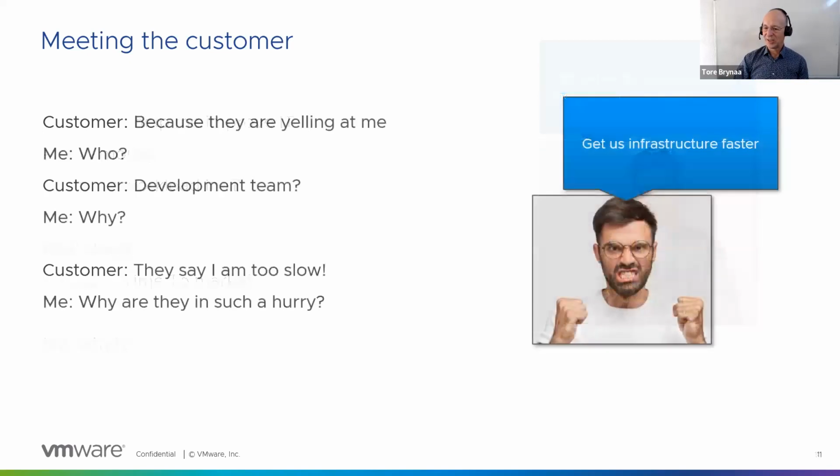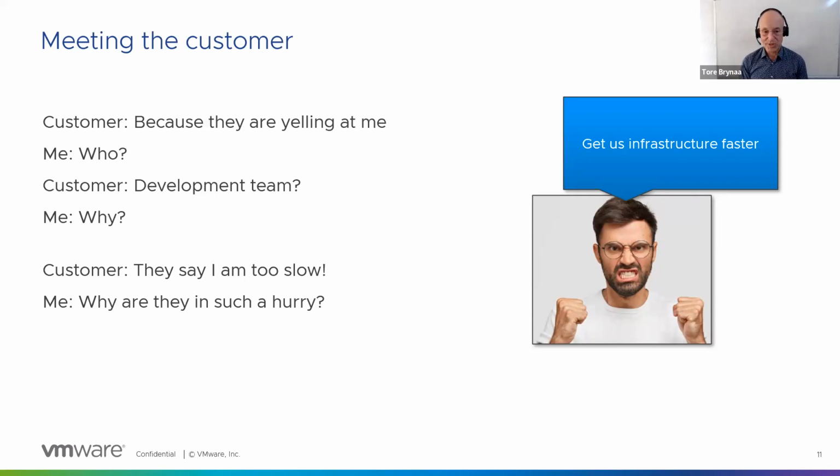And he looked at me really confused and said, well, I need to deliver infrastructure faster because they're yelling at me. That was his words. They're yelling at me. And I said, who? Well, the development team. And why? They say I'm too slow. And I said, why are they in such a hurry? And he said, I don't know. And I said, can we go talk to the developers and find out why they want this infrastructure faster? And he said, no, I don't talk to those people.